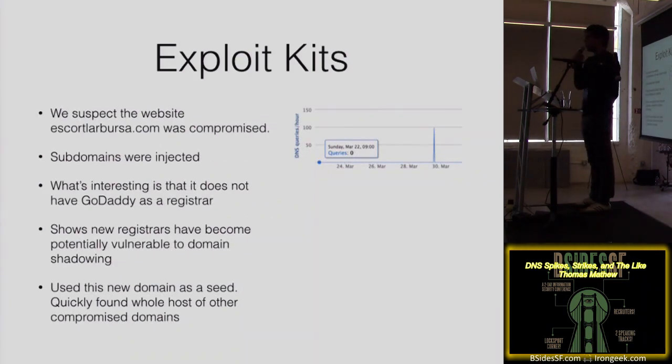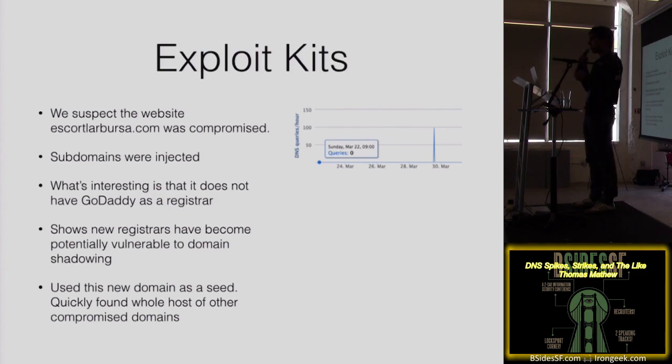Is anybody here familiar with domain shadowing? I know Cisco put out a report and DM Majoub has talked about it in the past. It's this idea where people are able to hack registrars based on some sort of vulnerability and then inject subdomains into various websites. For the longest time, people had been noticing that GoDaddy was the biggest contributor to this whole domain shadowing problem. What we started to realize is that there are actually quite a few other registrars that are also falling victim to this.